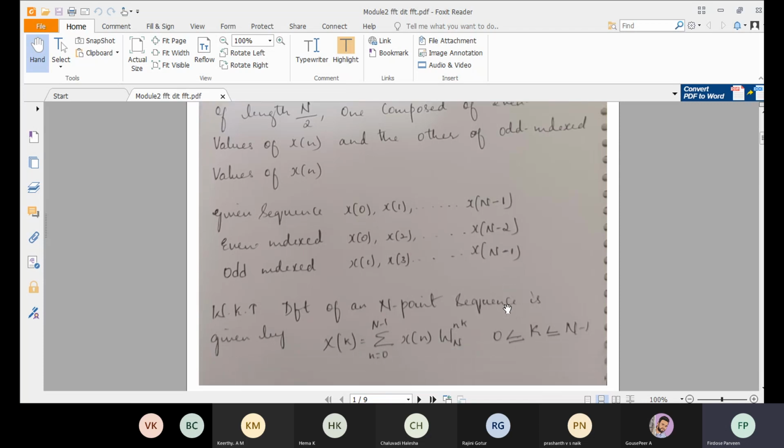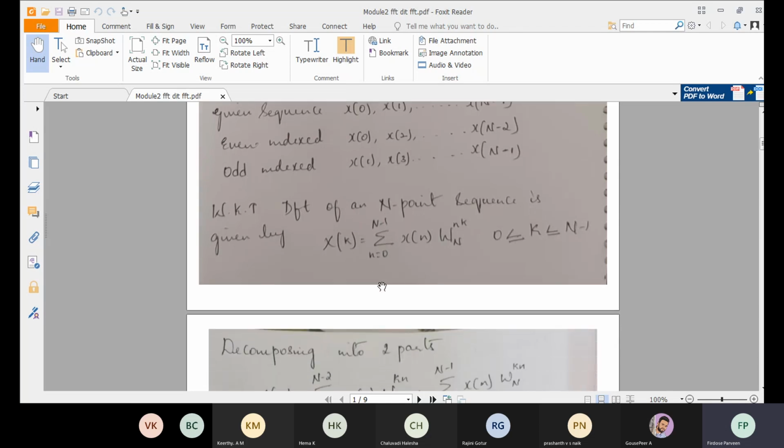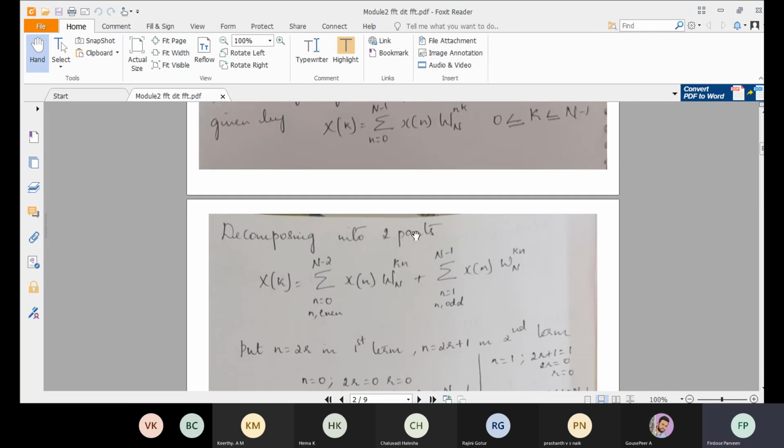So we know that the DFT of an N point sequence is X of k equal to summation n equal to 0 till N minus 1, x of n, W N to the power of kn, where k varies from 0 till N minus 1. So this given sequence is divided into an even sequence and an odd sequence. It is decomposed into two parts, one even and one odd.